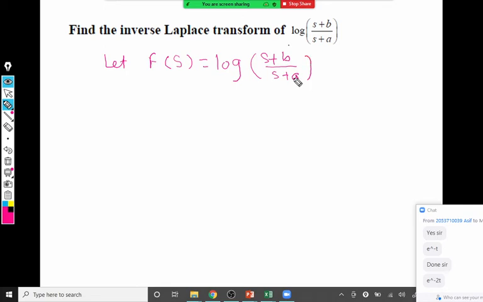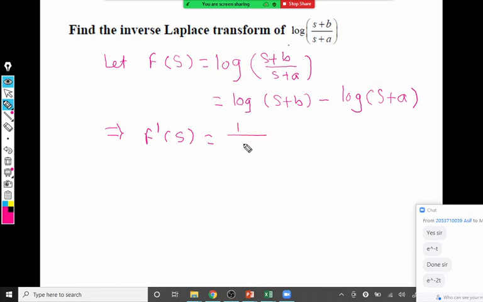Remember, our aim is to remove the log first so that we can take the inverse Laplace. So we are going to differentiate it. But the derivative of this logarithm becomes a little complicated, so better we use log properties for simpler derivatives. So we take log of (s plus b) minus log of (s plus a). Now we can write f dash s. Can anyone tell me what the derivative is? Differentiating both sides with respect to s. Yes, 1 by (s plus b) minus 1 by (s plus a). Correct, very good. So we got f dash s.